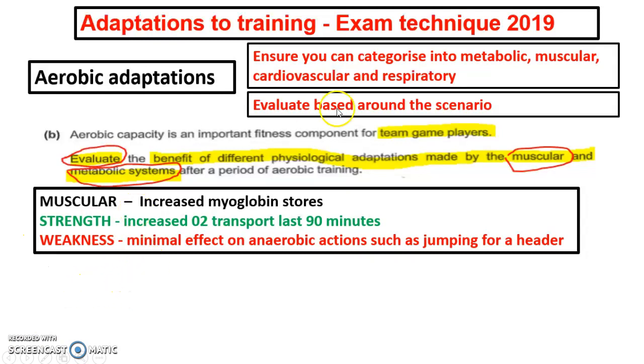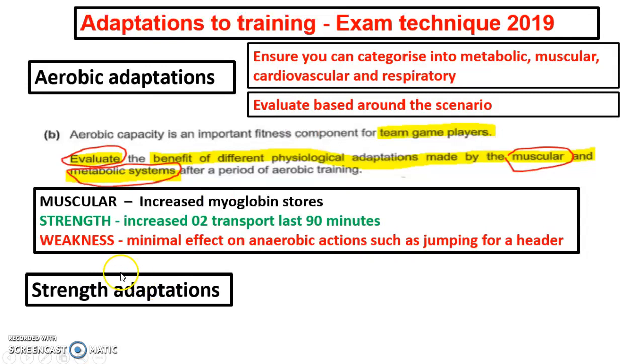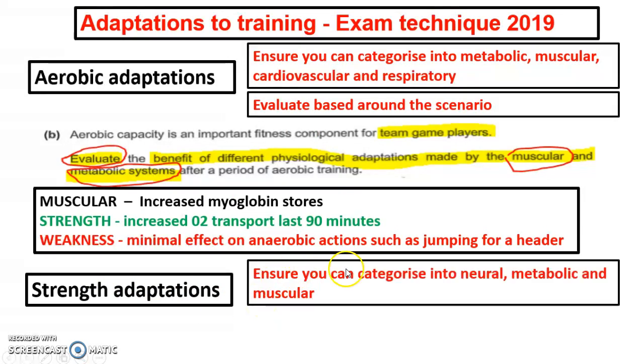Now, we'll have a look at these two things in a second. If we look at strength adaptations, the key thing is, again, we just need to make sure, just brush up, just make sure you can categorise them into neural, metabolic and muscular in the worst case scenario.